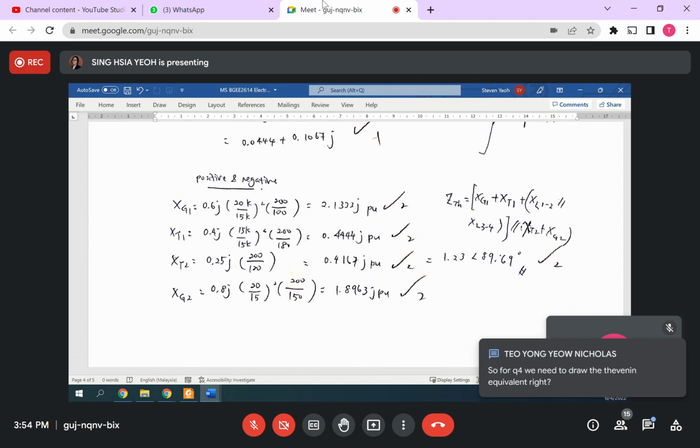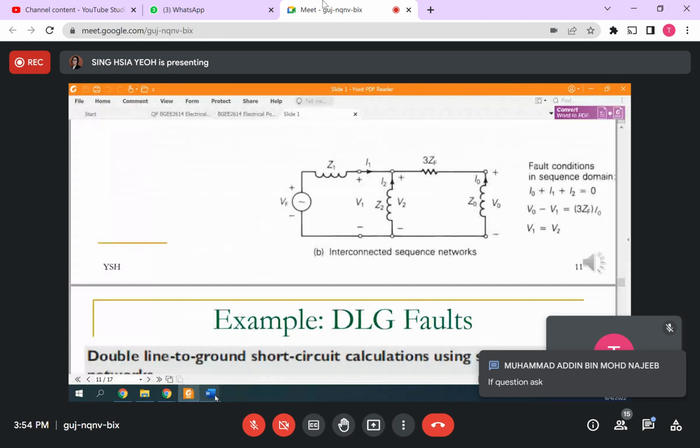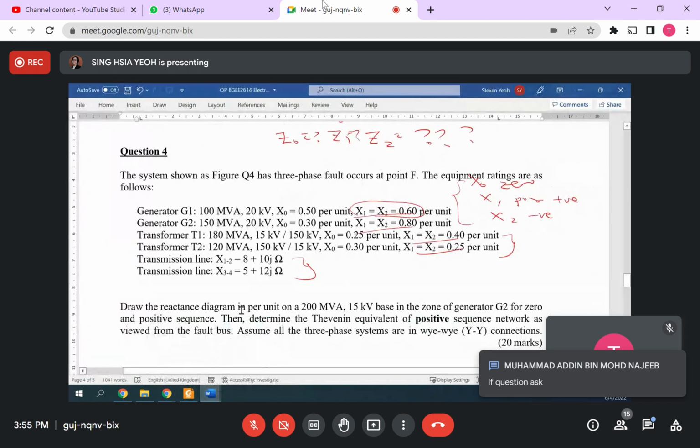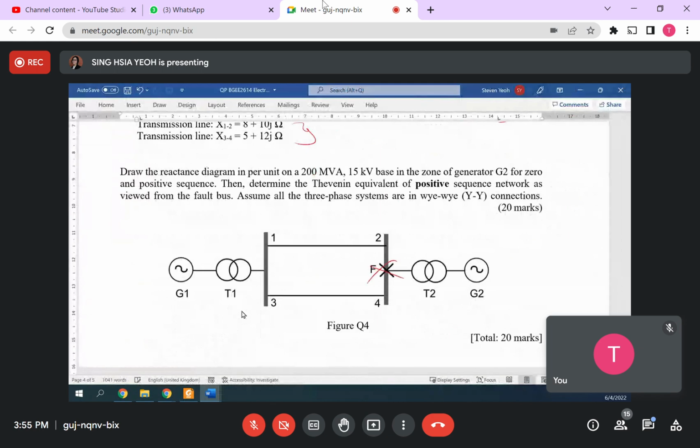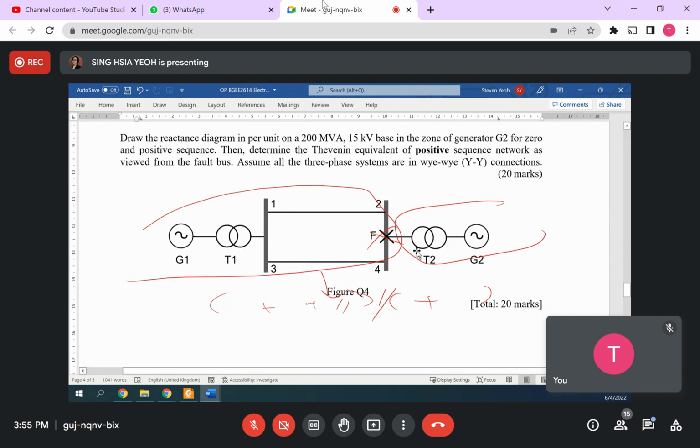How to determine the fault contribution by T2 only? What do you mean by T2 only? Transformer 2 only? Which question? Can you tell me the question? If it is not by transformer 2 only, if the fault is fed from this side and this side, then parallel them. So series here, series here. Of course, this line is parallel. The question should definitely give you something like this: the fault location or place.